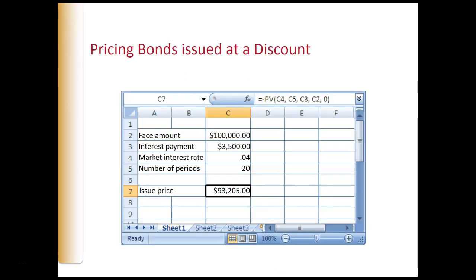Now this slide shows how to use Excel to determine the issue price. Again, the formula to compute the issue price is shown on the formula bar. So we would use the present value function, and we would show the market interest rate per period, the number of periods, the interest payment, and the face amount to come up with the issue price of $93,205.